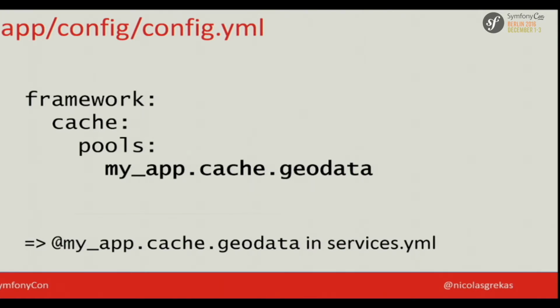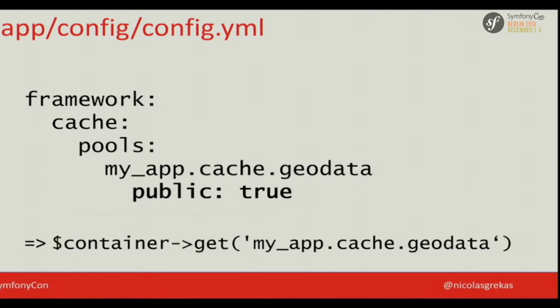So of course, you can add more. By default, cache pools are private. The services are not public. You can't get them when you have the object container. So what you need to do to get them is say public: true and done. You can do container get myapp.cache.geodata and get the actual implementation, the actual cache pool, so that you can get items and save items there.